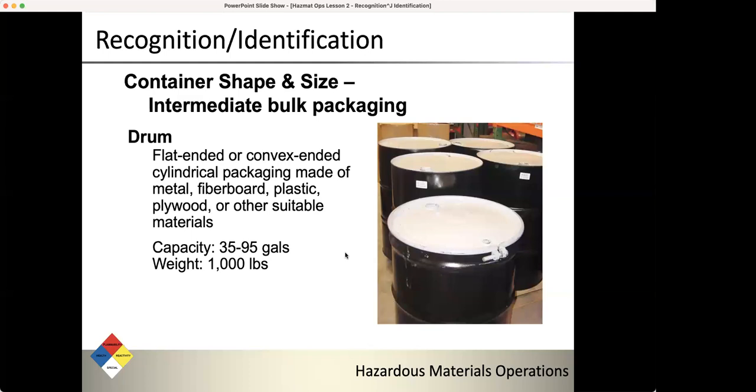Then you have the drum. It can be flat end or convex ended cylindrical packaging. It can be metal, fiberboard, plastic, plywood. It holds between 35 and 95 gallons, depending on the size. Usually we just call it a 55-gallon drum. That's pretty close, right in the middle.